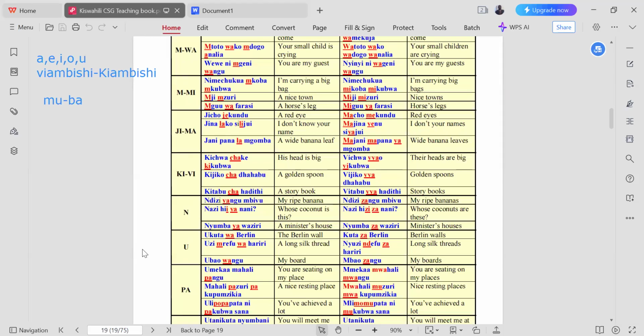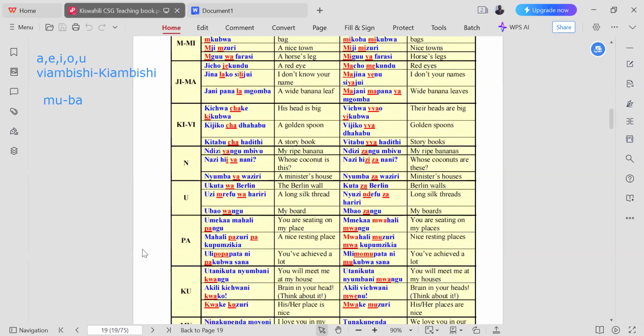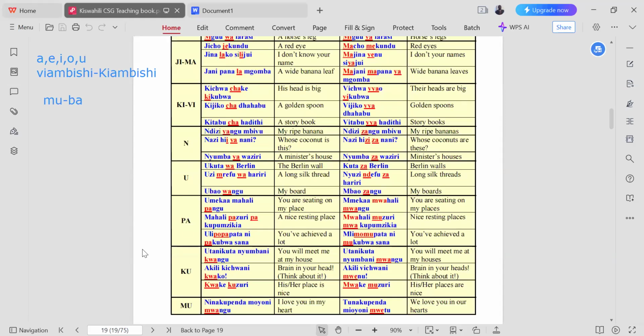Then there's a class U, which is class U in Swahili. But class U will always tend to also change very dramatically, and we will also learn this. You see, the first word is ukuta. Ukuta is in singular, but in plural it goes to kuta. And there's uzi, in plural goes to nyuzi. There's ubao, in plural goes to mbao. So that's how that also changes. That's another class. Then there's a class P, where the P remains as it is.